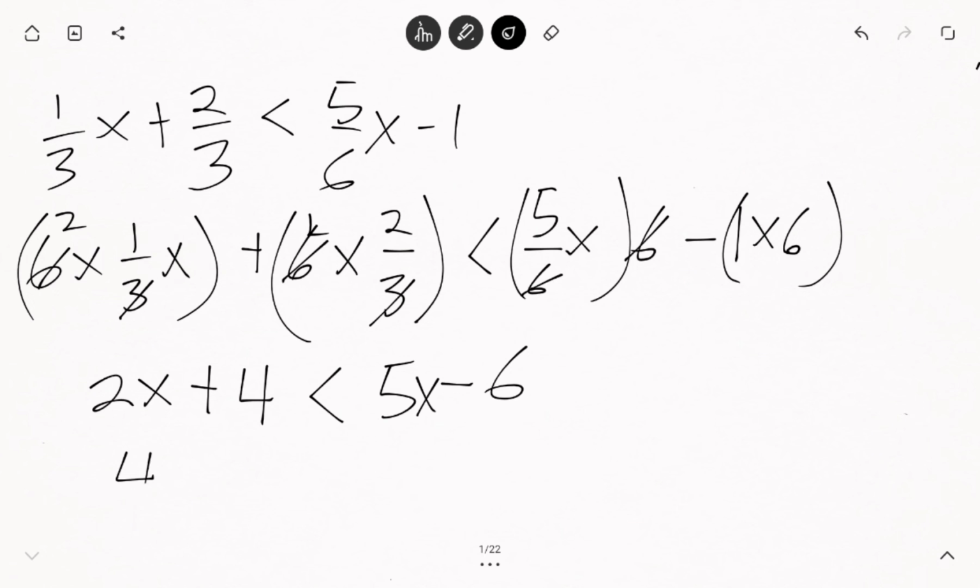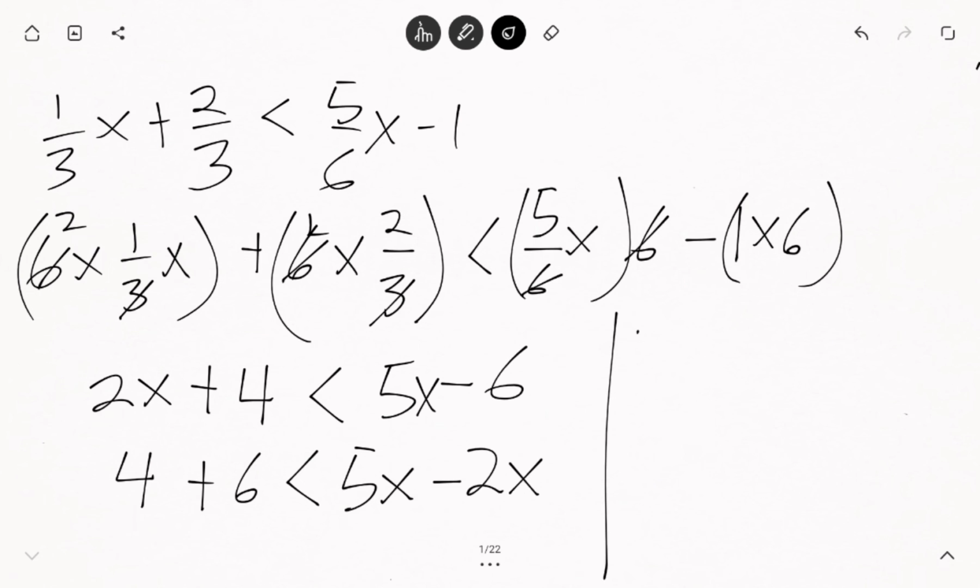So I maintain my 4 here. I bring the 6 to the other side of the inequality sign. It becomes plus 6 less than I have 5x. I bring the 2x to the other side, it becomes negative 2x. So from here 4 plus 6 will give me 10, less than 5 minus 2 will give me 3x.